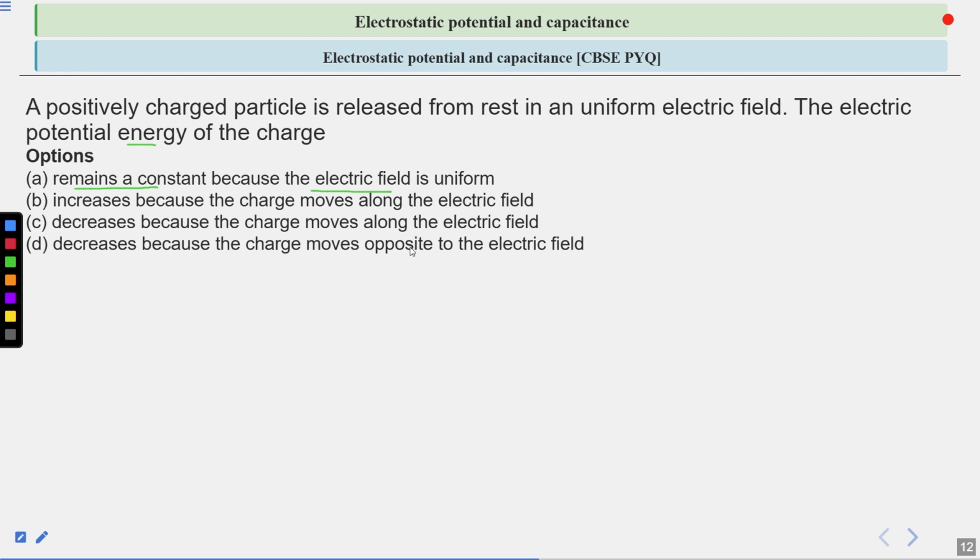So we know that if we place a positive charge in any electric field, uniform electric field, it will experience force in the direction of electric field. So it will move in the direction of electric field. So will potential energy decrease or increase? We will see. I will give you some time to think about it.